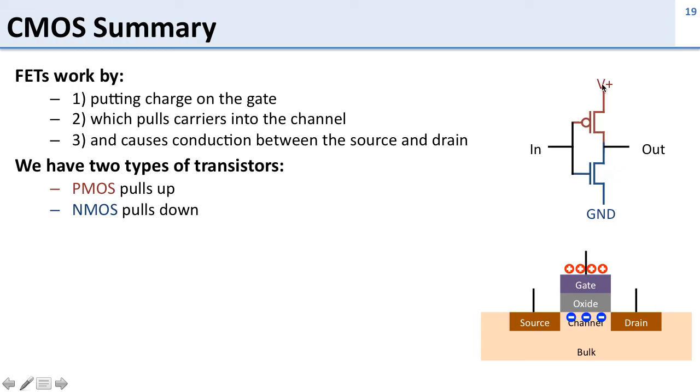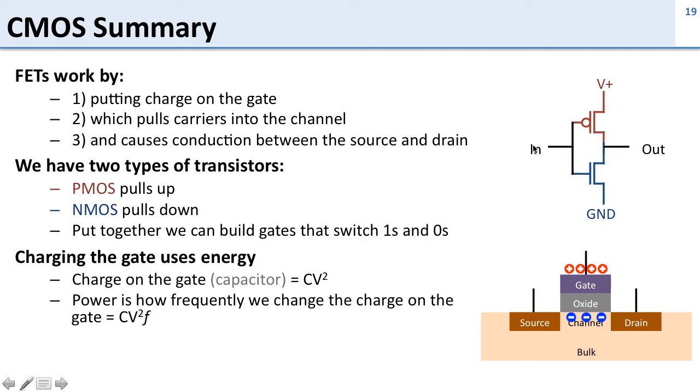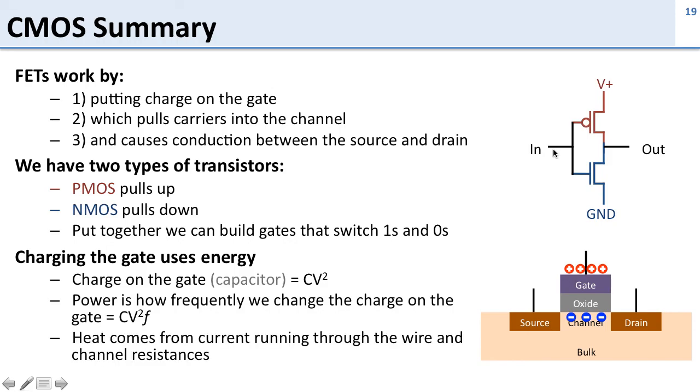So the PMOS pulls up and the NMOS pulls down. And we put them together, we can switch both ways efficiently. Where the energy comes from is when we're charging the gate. So if we want to switch the circuit, we have to put charge in here on these capacitors, and that's charge that needs to go into the wire to raise the voltage and charge on the gates as well. The power is how frequently we do this. So it's how much charge we have to move times how frequently we move it. And the heat that comes out of the device is from the resistance of moving that charge through the wires. The sort of summary of the power and energy in CMOS devices.